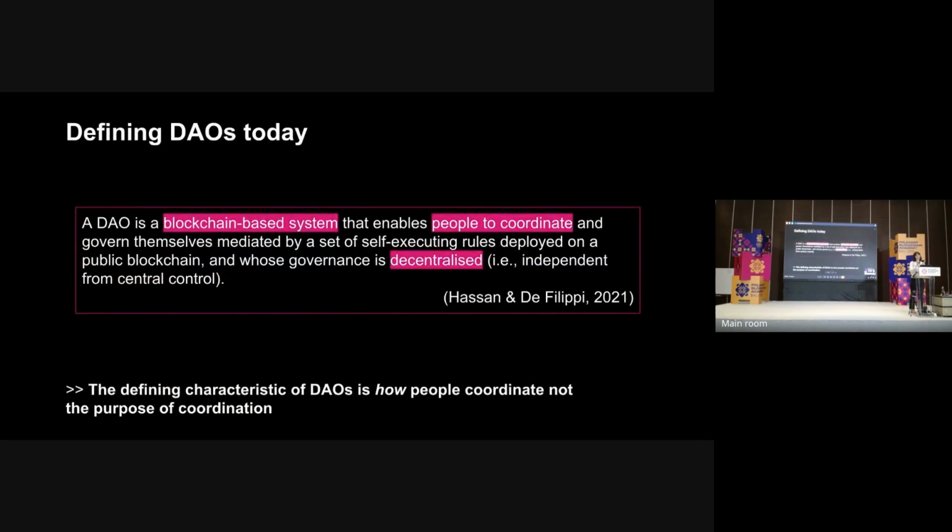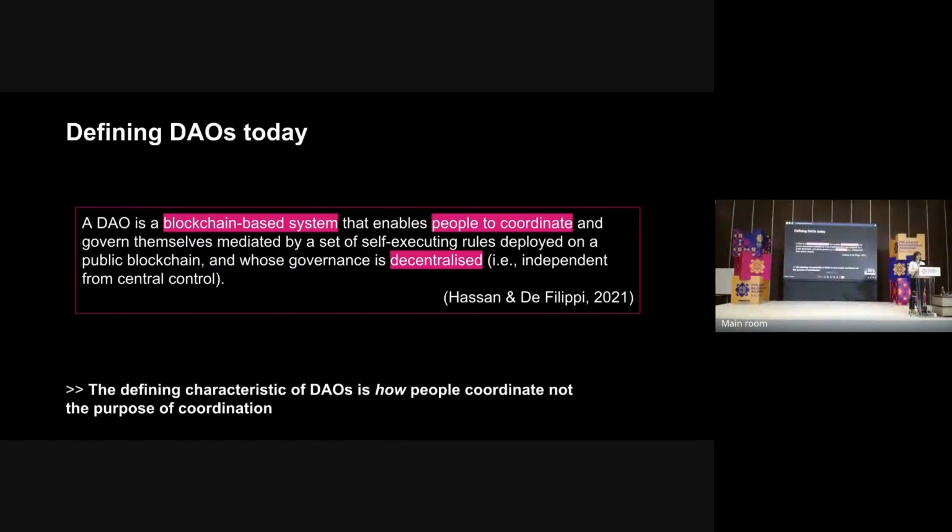But I will, and there's probably many definitions, but I want to leave you with this one, actually from Primavera, sitting down there. A DAO is a blockchain-based system that enables people to coordinate and govern themselves, mediated by a set of self-executing rules deployed on a public blockchain, and whose governance is decentralized. So this is, I think, at the core of understanding what every DAO does, like the, I think, best definition that you should maybe keep as a reference.